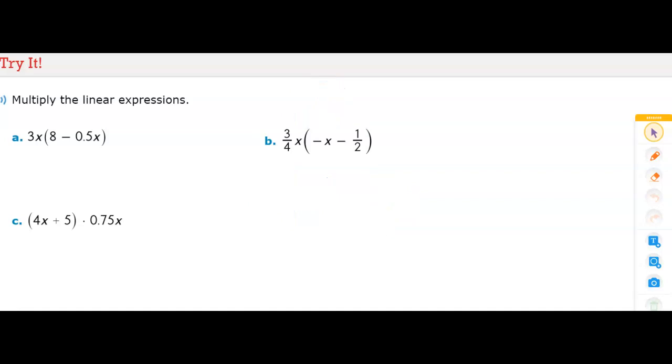Now C, we will view it as we're going to multiply everything. So we have 4 times 0.75, which would be 3x squared. And then you have to multiply 5 times 0.75, and that equals 3 75/100 x.